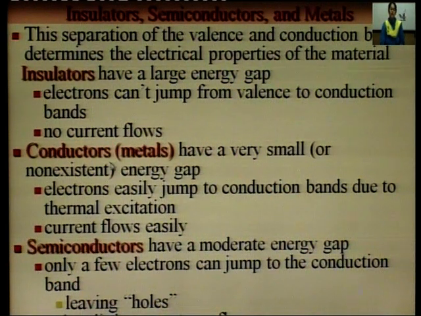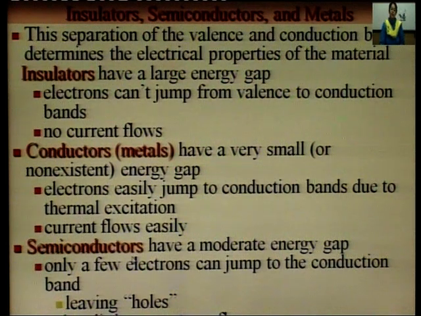Conductors, or you can say metals, are good conductors. Conductors have a very small or non-existent energy gap. So in conductors the valence and conduction bands overlap. So the energy gap is very small or there is no energy gap. So electrons easily jump to conduction bands due to thermal excitation. Current flows easily. So conductors are good conductors of electricity.